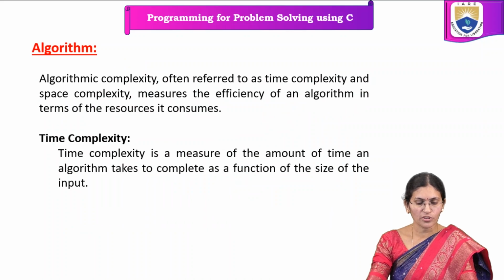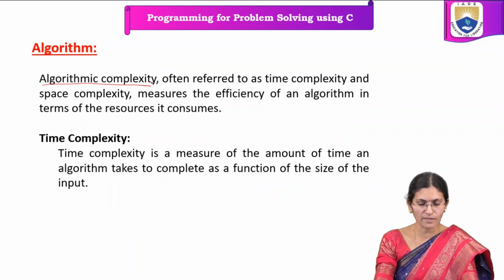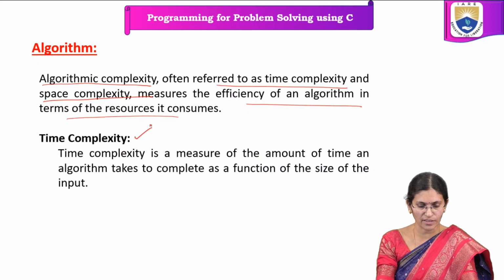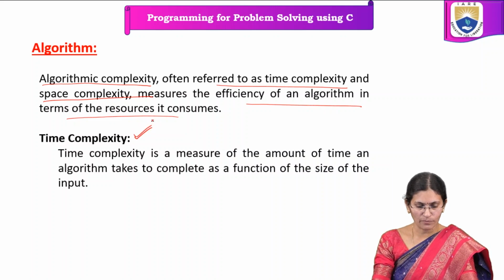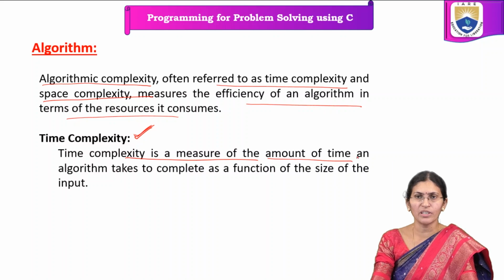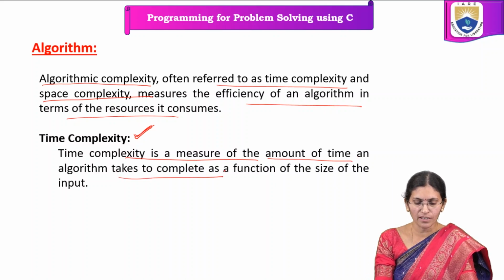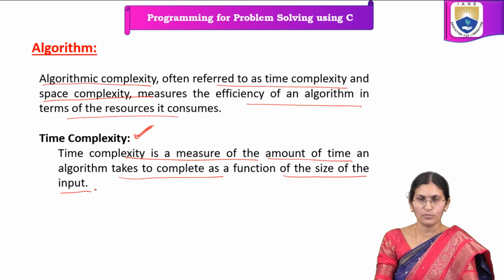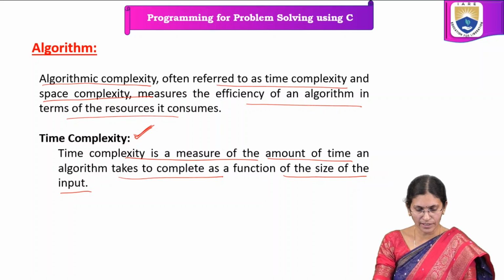Now let us see the efficiency of an algorithm. Algorithmic complexity is often referred to as time complexity and space complexity. It measures the efficiency of an algorithm in terms of the resources it consumes. An algorithm is said to be efficient when it satisfies two constraints: time complexity and space complexity. Time complexity is a measure of the amount of time an algorithm takes to complete as a function of the size of the input. That means the time required for the program execution in terms of the size of the input is given by time complexity.